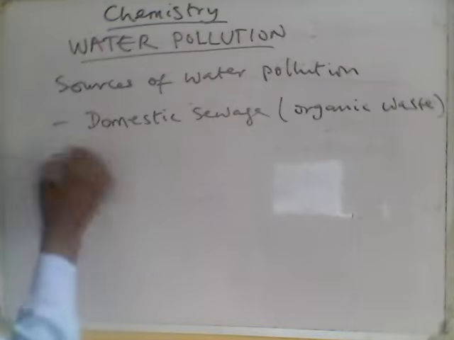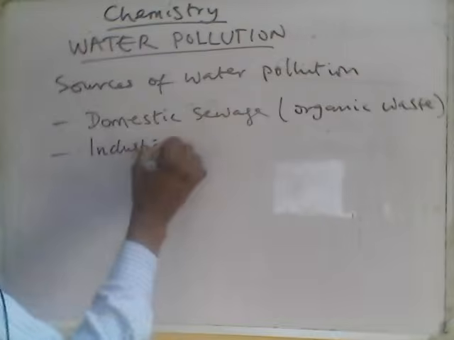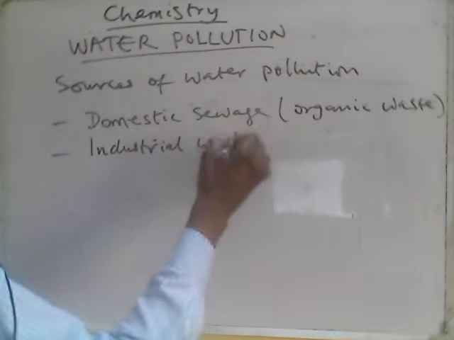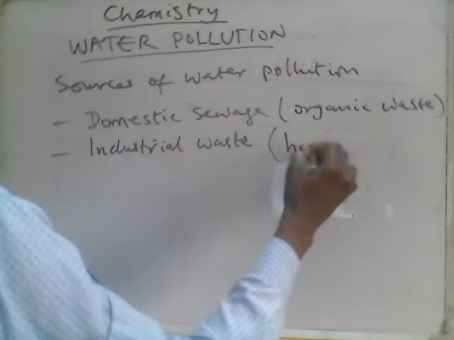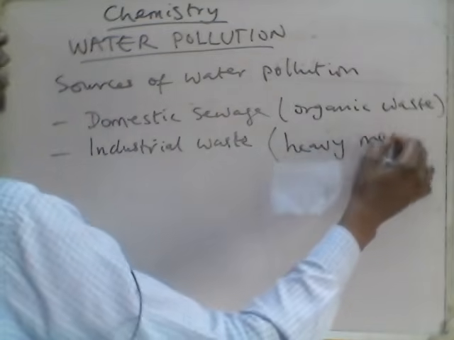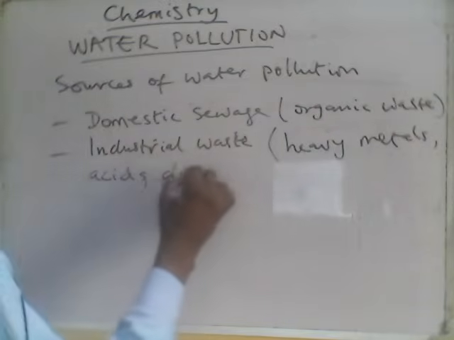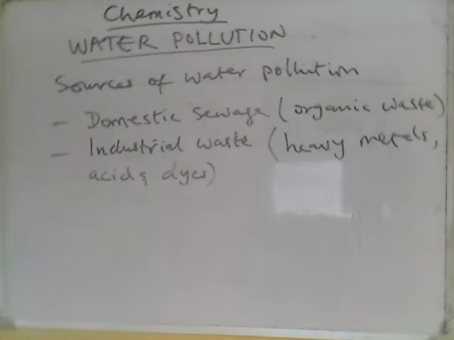So other sources of water pollution could be industrial waste. So industrial waste will come from our industries. Of course, you know that even as we produce things in the industries, waste is generated. So heavy metals, acids, different wastes, dyes, etc. Different things that come from byproducts of industries that are not used can enter into our water and contaminate it.